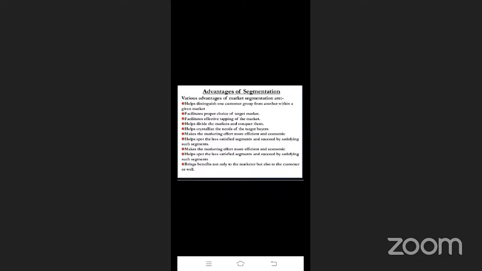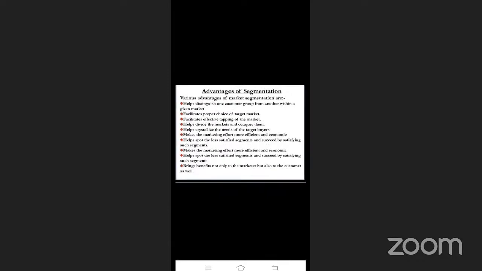So by doing segmentation, first of all, segmentation helps distinguish one customer group from another within a given market. If you go to Begum Bazaar, ma'am, you will find the customers' needs.